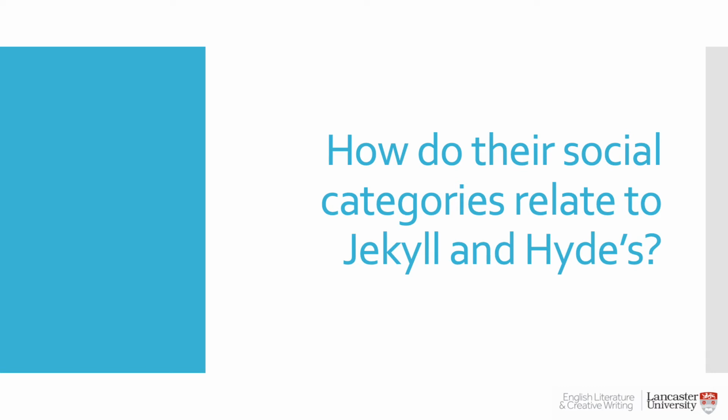So, if we put together these two major acts of violence, we can see that the victims are from a different class to Jekyll and Hyde, and that the crimes are committed by a member of the middle class against lower and higher classes, as well as against people who are younger and older than Jekyll and Hyde.